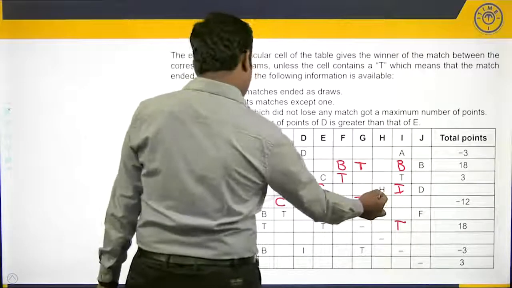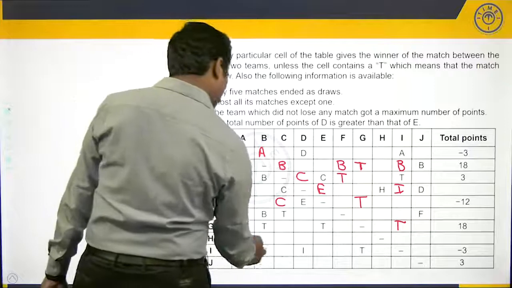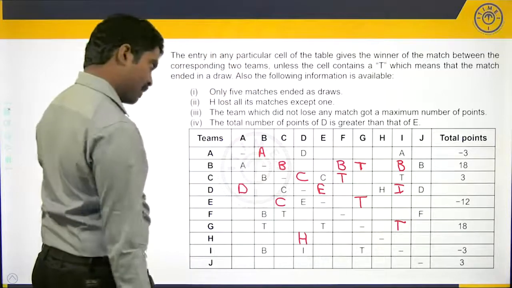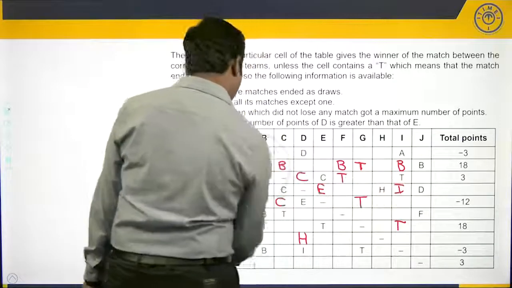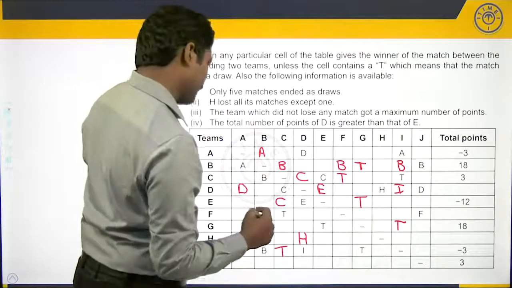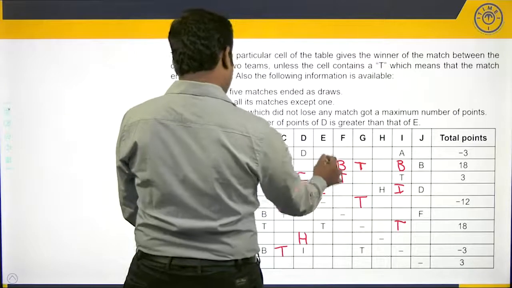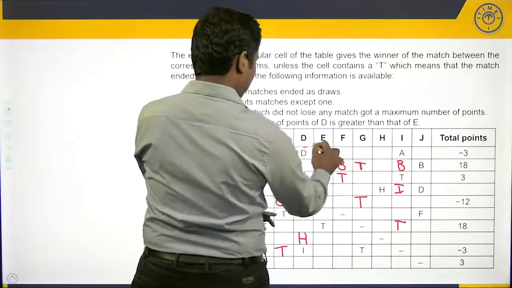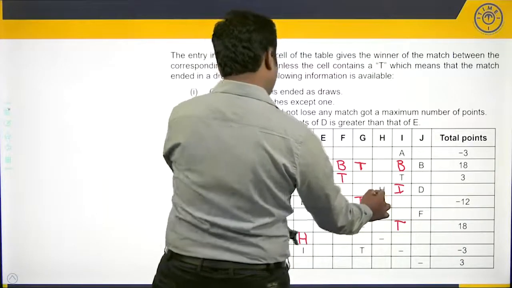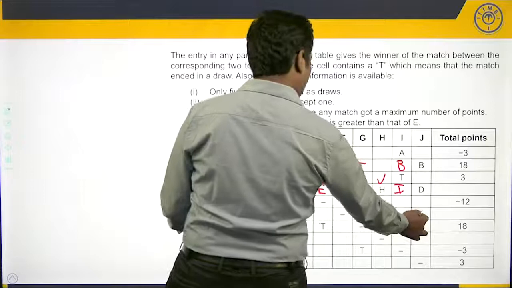Okay, what about the other values? H with D, H is winning. So, we should look at H with D. Who will win? H will win. Okay. What about this tie? C with I, that's a tie. So, I with C must be a tie, right? So, we address this D, and then E with C, C with E, this D is done, this C is done, this H with D is also done. And what about the rest? J with F is F.